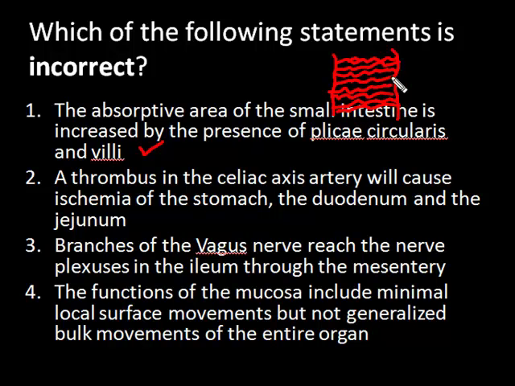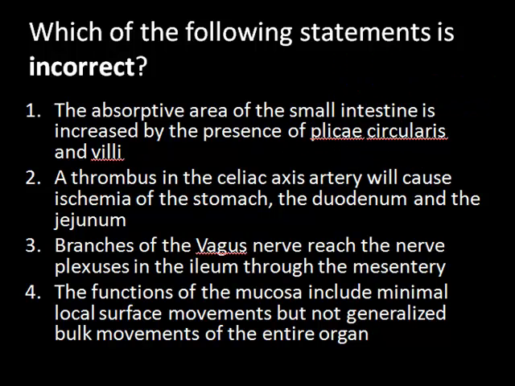And if you kind of look at it from the side, you'll see that this is how it is folded up. So this is kind of looking at it from the side. Now look at the surface area, it has increased. If you were to stretch this out, this would be really, really long. So plicae circularis do increase the surface area. How about villi? Villi are microscopic structures which will help to increase the surface area.